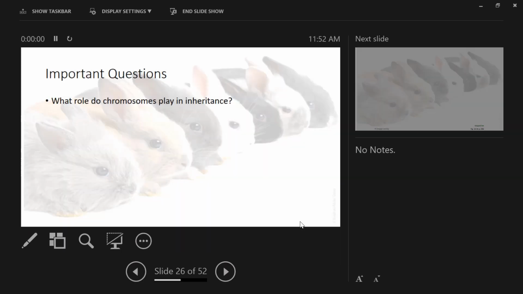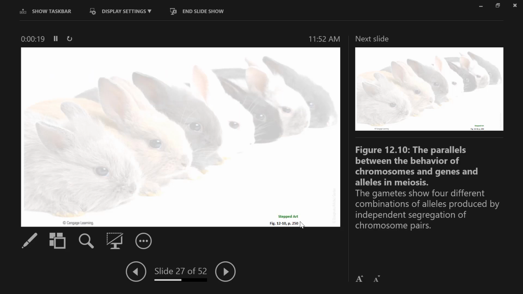All right, so the next question we need to deal with from chapter 12 is this one. What role do chromosomes play in inheritance? So we know a little bit about chromosomes. I don't mean as humans, I mean as what we've covered in this class. We know a little bit about chromosomes, and so then there's a question of, okay, well, what role do they actually play in inheritance?